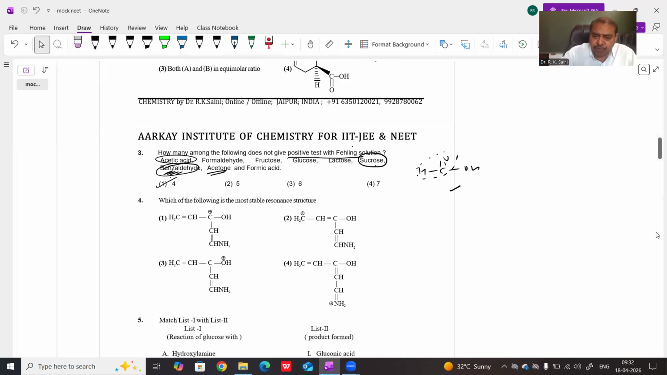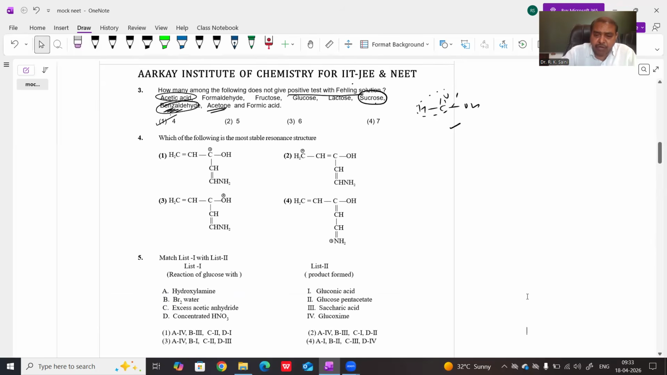To check the stability, first we find the nature of the species, meaning aromatic, non-aromatic, or anti-aromatic, and then we check the octet of second period elements or neutral species. In species first, this positively charged carbonium ion is unstable due to incomplete octet. The second also has an incomplete octet.